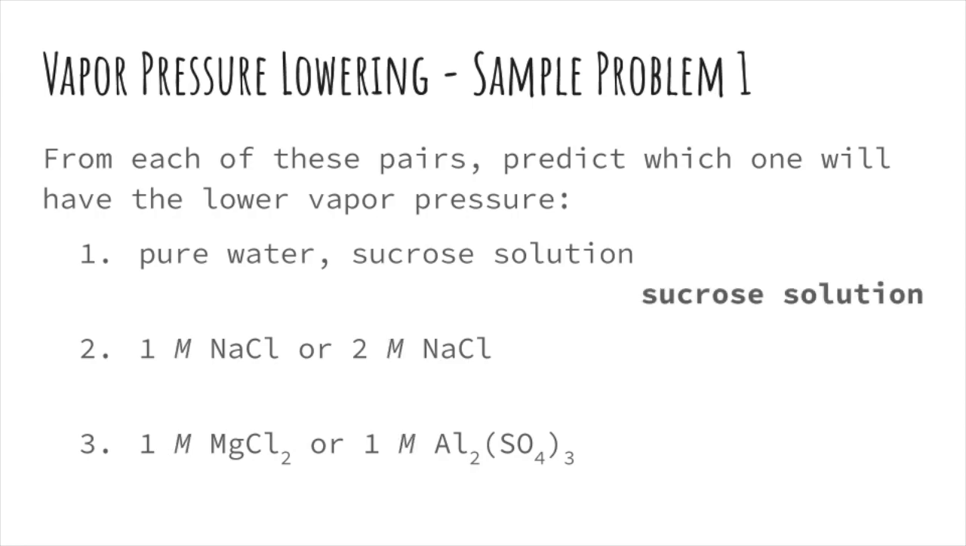It's the sucrose solution. Remember that adding solute will lower the vapor pressure of the solvent. Sucrose solution has solute in it, but pure water is just solvent. The solution has a lower vapor pressure. But what about the second pair? They're both solutions. Which solution will have a lower vapor pressure? 1 molar sodium chloride or 2 molar sodium chloride?